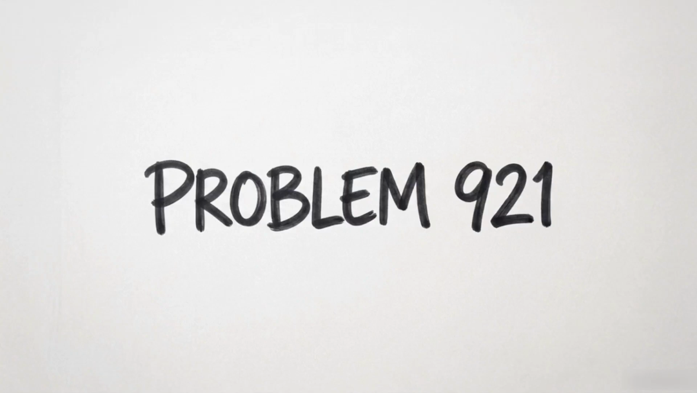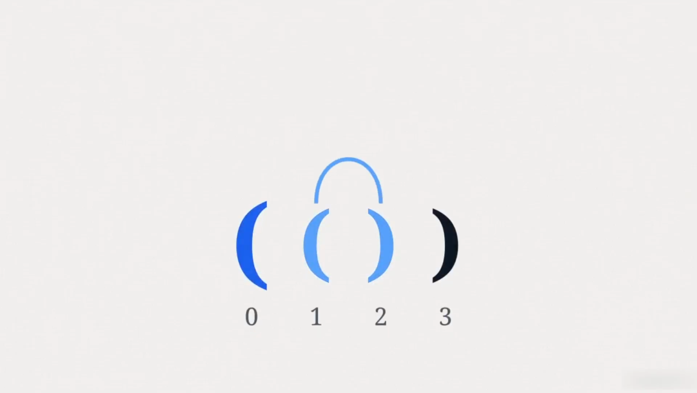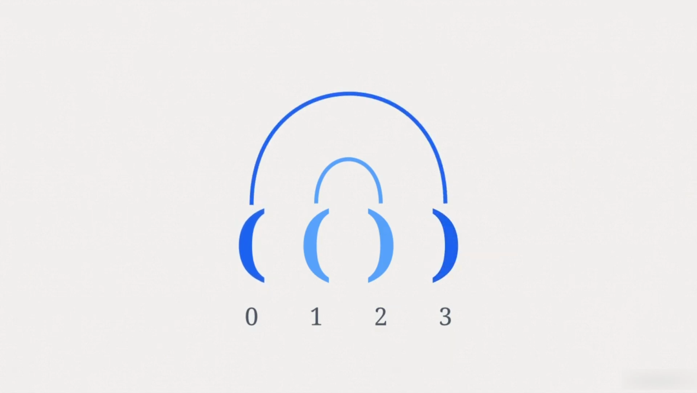Here are the exact parameters of Leetcode 921, minimum add to make parentheses valid. You receive an input string of opening and closing parentheses. Your task is to calculate the minimum insertions required to make it valid. A valid string is strictly defined by nested matching. Every opening bracket must have a subsequent properly nested matching closing bracket.